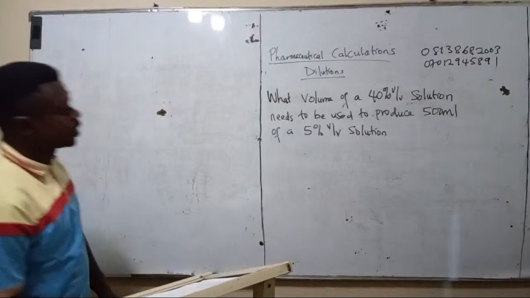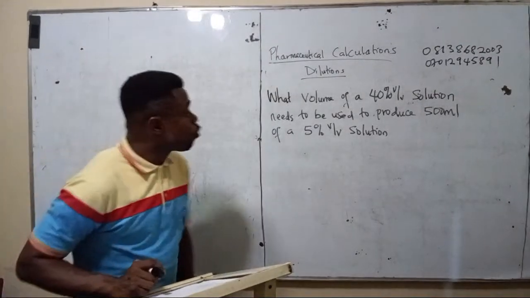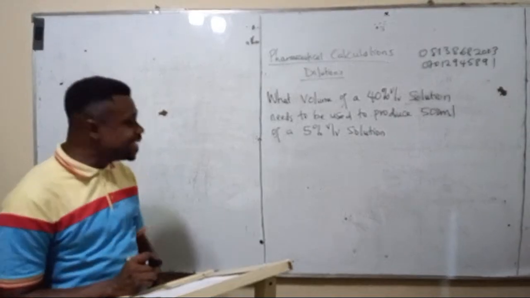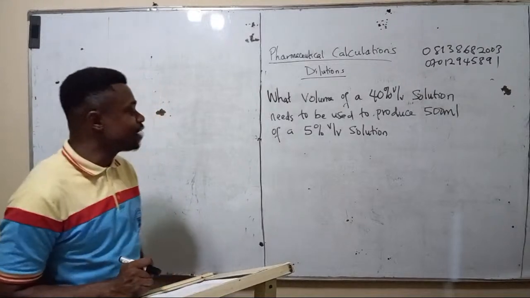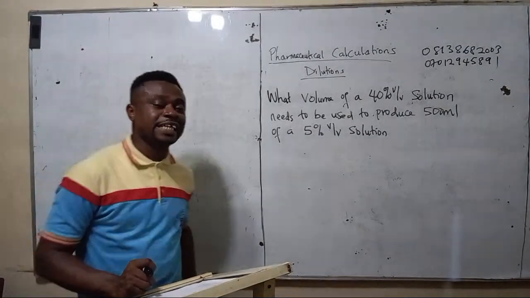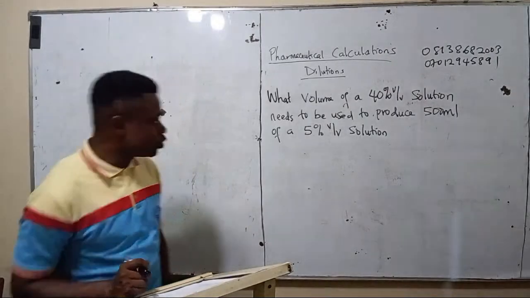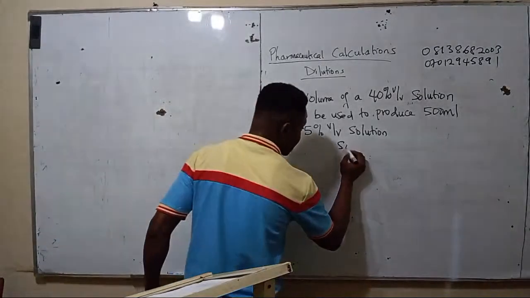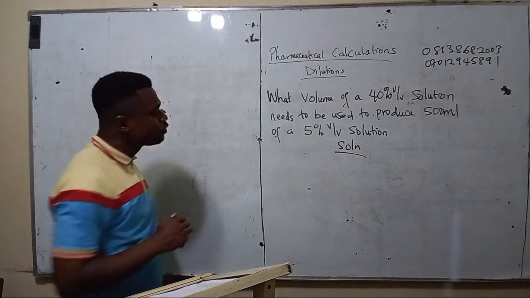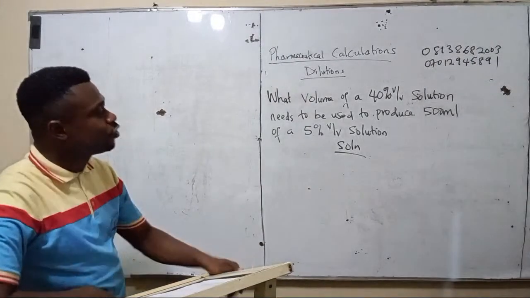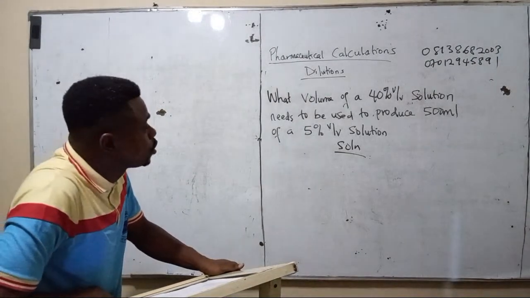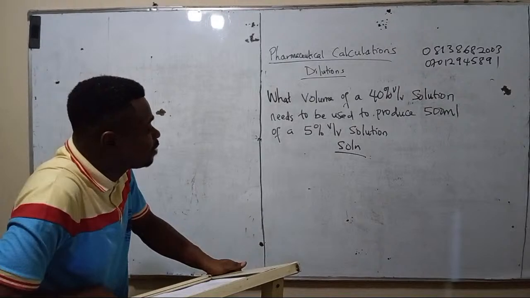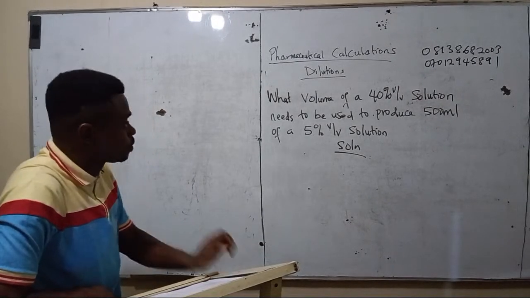Okay. The next question says, what volume of a 40% weight in volume solution needs to be used to produce 500 ml of a 5% volume in volume solution? All right, let's look at the question again. What volume of a 40% volume in volume solution needs to be used to produce 500 ml of a 5% volume in volume solution?